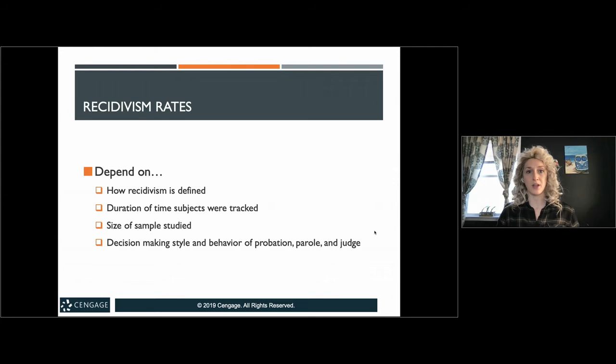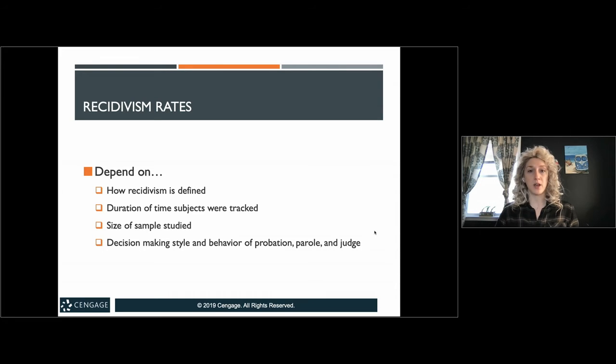When looking at recidivism rates, you want to take all of these into account, and you also want to take into account the decision-making style and behaviors of the probation department and officers, as well as parole, and the judge. So we know that some judges are more lenient than others. You can have pendulum swings in the courts where you have one judge that's very strict and seems to agree with whatever the probation department recommends at that hearing. And then you may have other judges that will challenge the probation department and say, we're not going to go ahead and revoke this probation so soon. You're going to need to go back and try more options first. We're using our least restrictive options here.